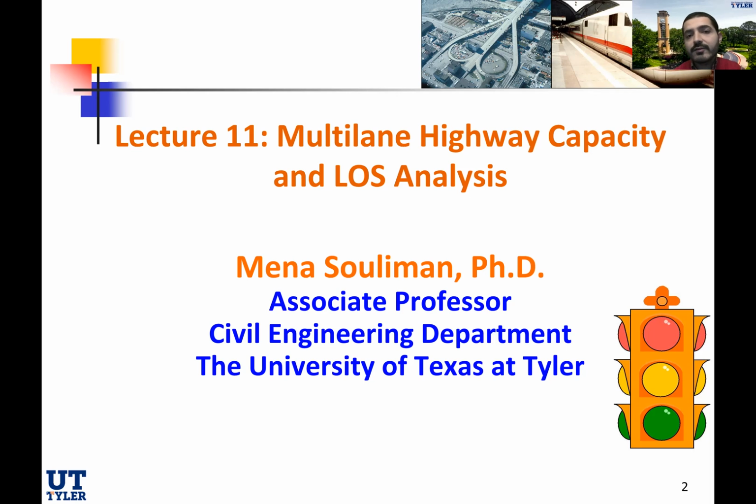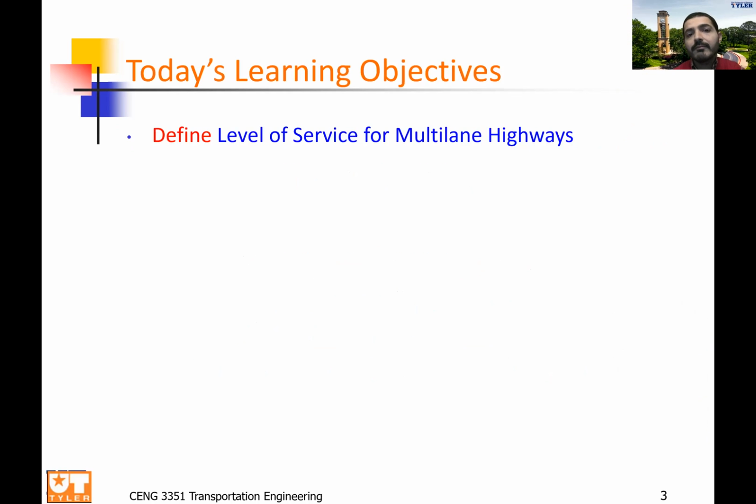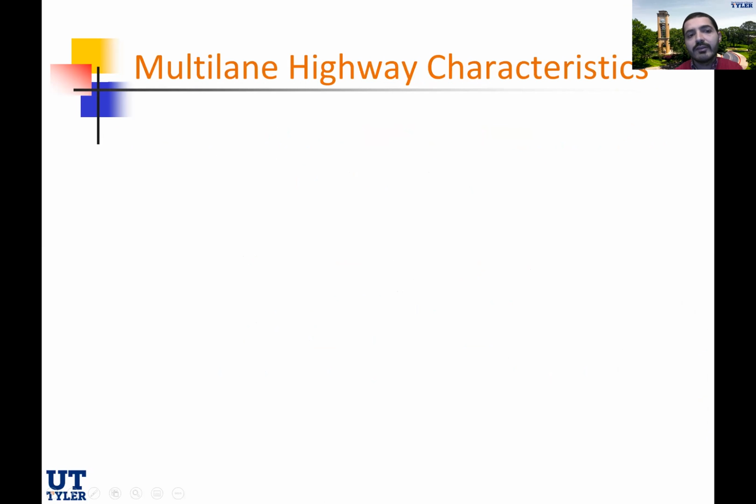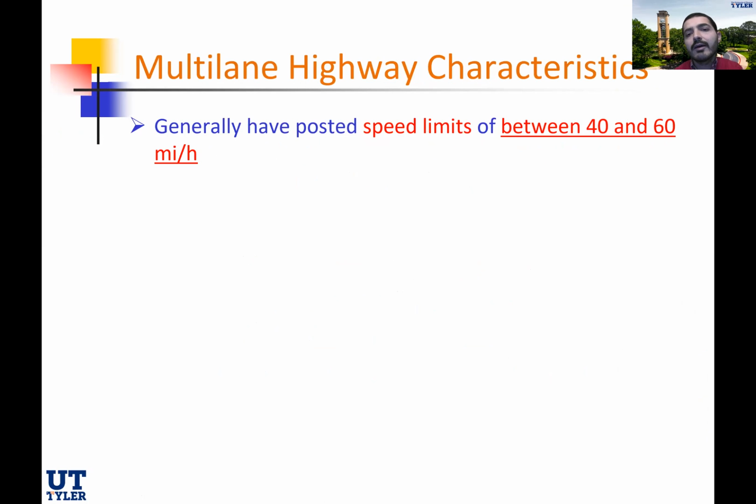You're going to see there's lots of similarities in today's lecture of how we obtain the level of service for freeways versus the multi-lane highways, but also you will see some differences along the way. So today's objective, the main goal, is to define what is the level of service for multi-lane highway. Multi-lane highway, that means at least we have two lanes per direction. That's basically the criteria. So multi-lane highway characteristics and how are they differing from freeways.